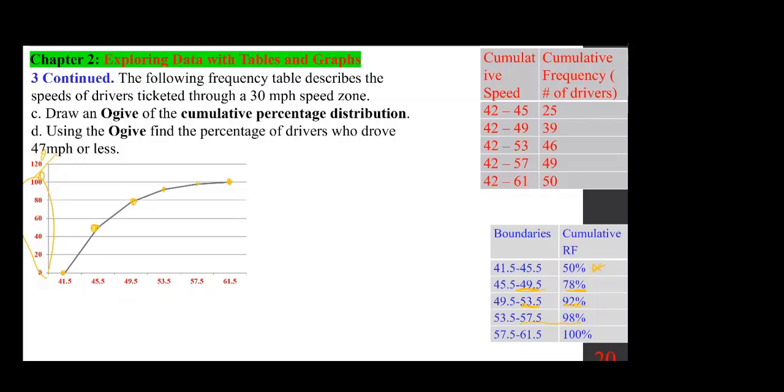Using the OJI, find the percentage of drivers who drove 47 miles per hour or less. So locate 47 along the horizontal axis and find out the corresponding number along the vertical axis. So in this case, 47 is here, and here's the answer. You see that it corresponds to 60, maybe 61% roughly, and that will do the job.